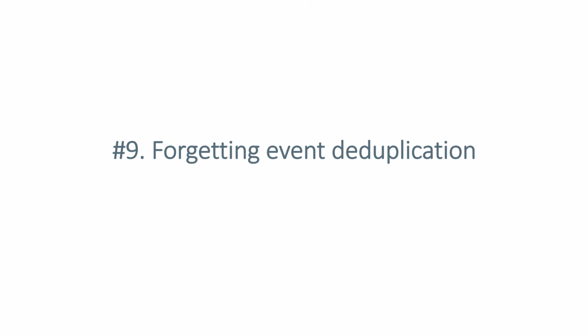Now, the next mistake is forgetting event duplication. In most cases, it applies to Meta Conversions API because that is one of the most popular vendors, but the same principle applies to many other vendors like Snapchat, TikTok, and so on. So if you want to send conversions to Facebook or Meta, in this case, the setup would look something like this. You have a website.